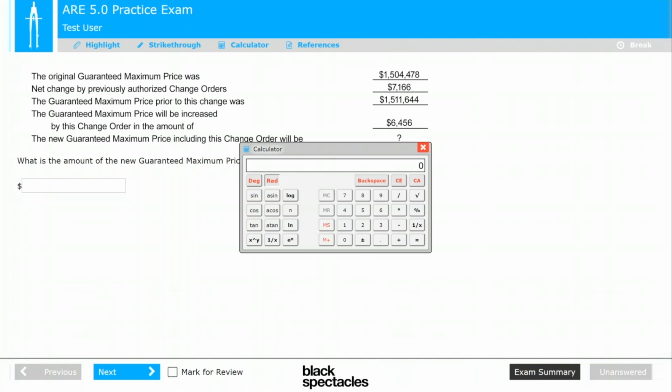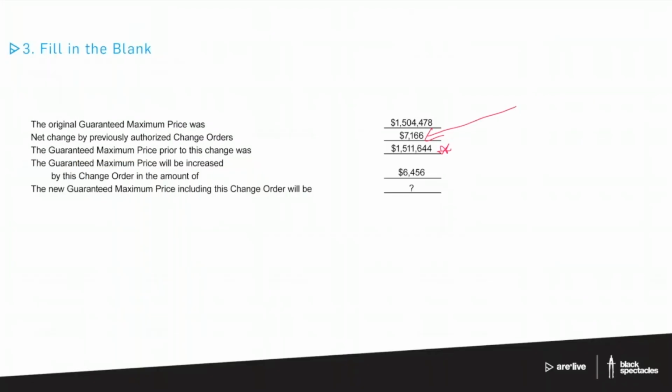Sorry. So now if we go back to our GMP, if we just subtract that $7,166 from that GMP prior to the change, we're going to get that first number. And so just based on the information that they've given me, I can see that all they've done is added two numbers together to get something.